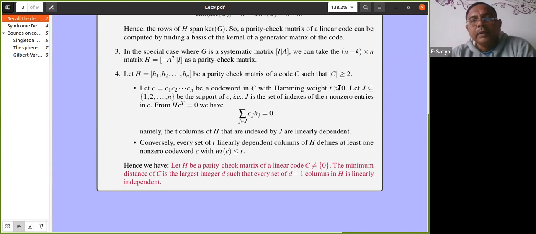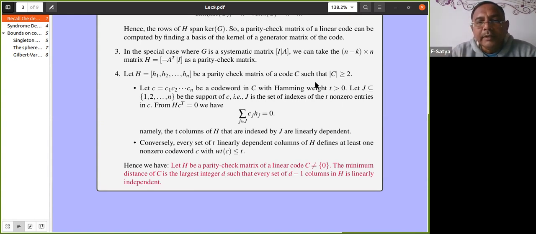Okay, I'll explain. See, C1, C2, ..., Cn is a code word, but it has some weight. What is the weight? The number of non-zero elements, weight equal to t. So once the weight is equal to t, out of C1, C2, ..., Cn, only t coordinates are non-zero. Wherever it is non-zero, that is called the support of that code word C. So that is J, right?